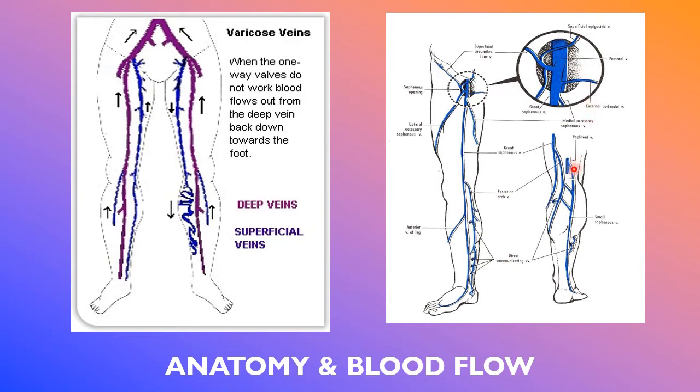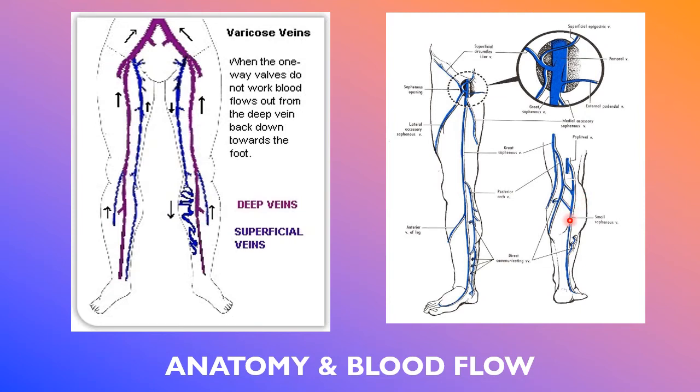Another set of veins is known as the short saphenous or small saphenous vein. These superficial veins over the posterior part of the leg drain into the deep vein, the popliteal vein, which then continues as the femoral vein towards the heart.